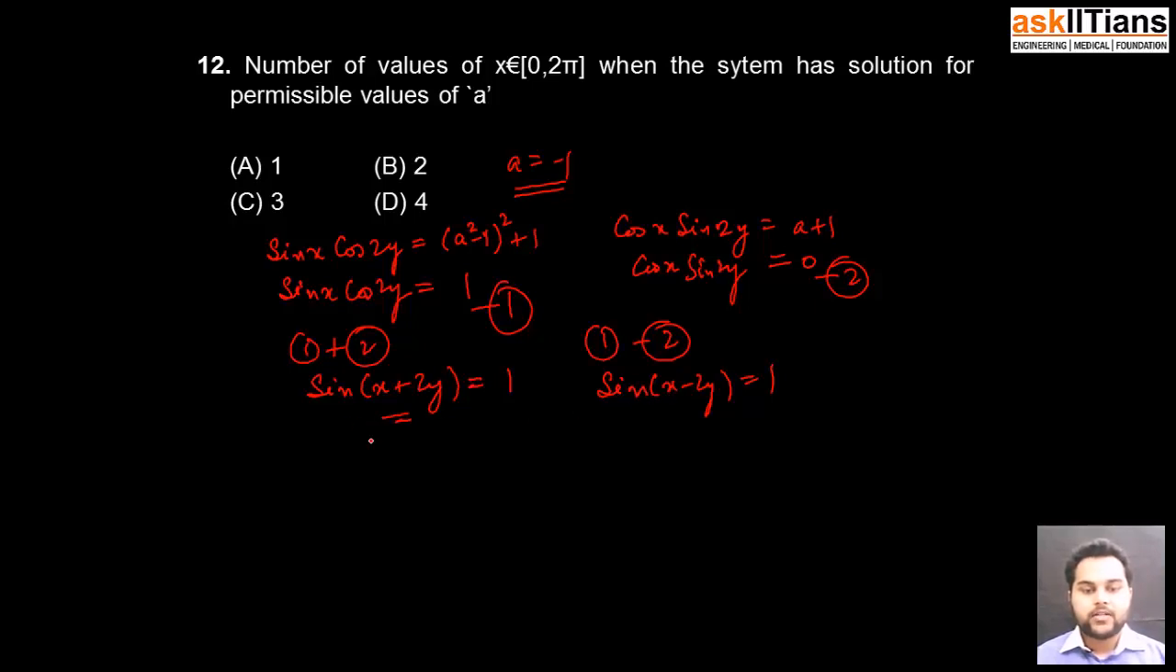Now if I find the solution of these two equations simultaneously, for x plus 2y I would get 2n pi plus pi by 2, and for the second equation, I would get x minus 2y equal to 2m pi plus pi by 2, where I change the variable to m. So these are the two equations that I get. Let them be equation 3 and 4.